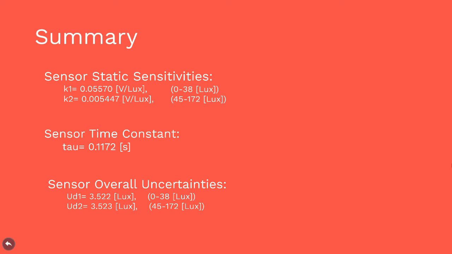The design stage uncertainties of the sensor were found for the following ranges. In the range of 0 to 38 lux, the overall uncertainty was found to be 3.522 lux. For the range of 45 to 172 lux, the overall design stage uncertainty was found to be 3.523 lux.